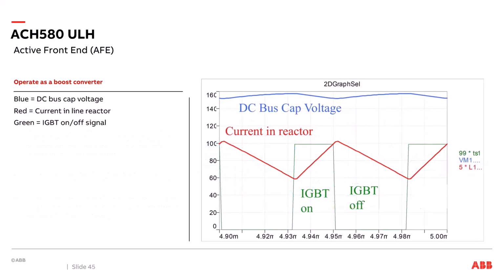So let's take a look right here. Blue is the DC bus cap voltage, red is the current in the reactor, and green is the IGBTs being turned on and off. As the current in the reactor starts to drop, we turn an IGBT on, creating the short, pushing the current back up. If you look, this is all being done in nanoseconds. We turn the IGBT back off, that extra energy is now pushed back into the DC bus, and we turn it back on. We continue doing this on all 3 phases with the 6 IGBTs.